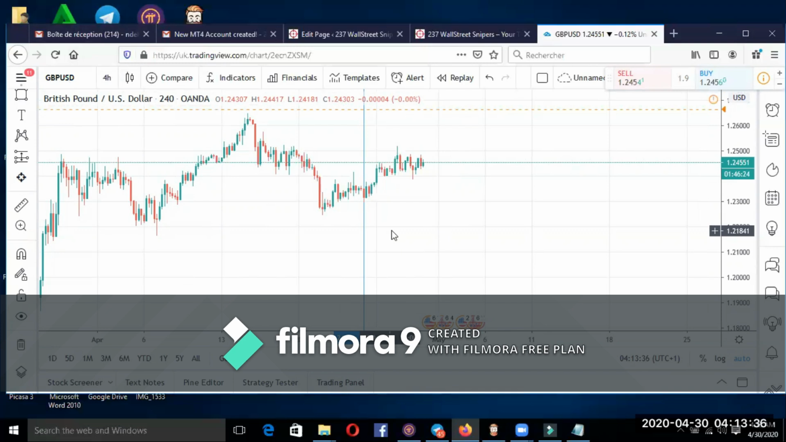That's what we meant by being symmetrical. If DXY is bearish, foreign currency will be bullish. If DXY is bullish, foreign currency will be bearish, right? So when you see that, you'll be looking for sales opportunities on foreign currency instead of buying opportunities.